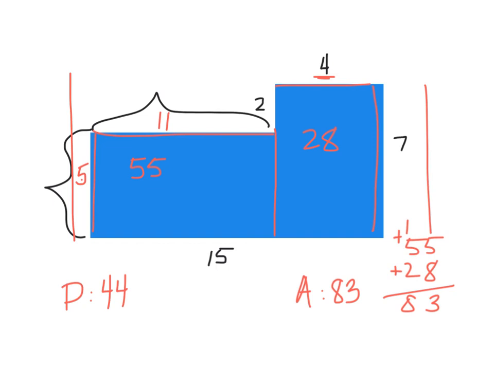Today you are going to be completing a sheet on Seesaw, or you can print it out and then upload it to Seesaw, that has to do with area and perimeter of rectangles and rectilinear shapes.